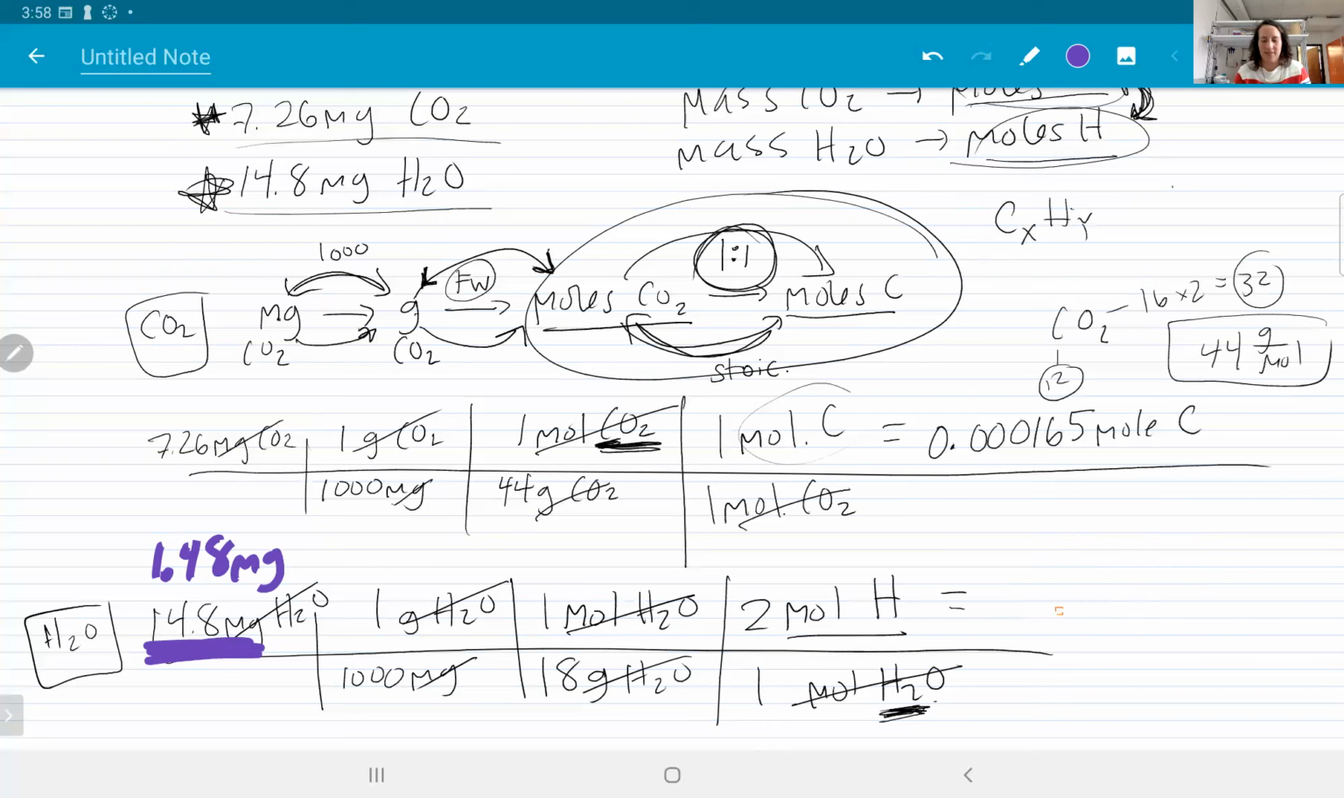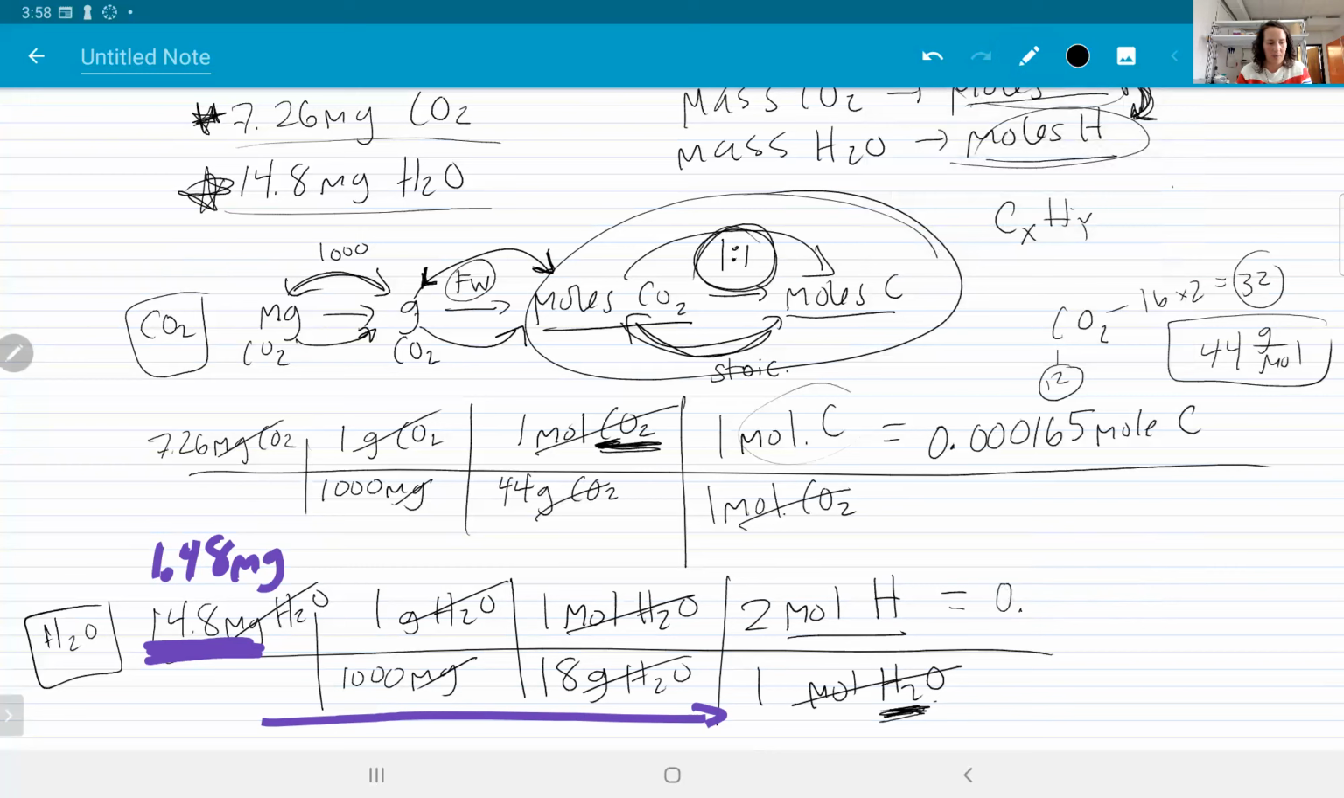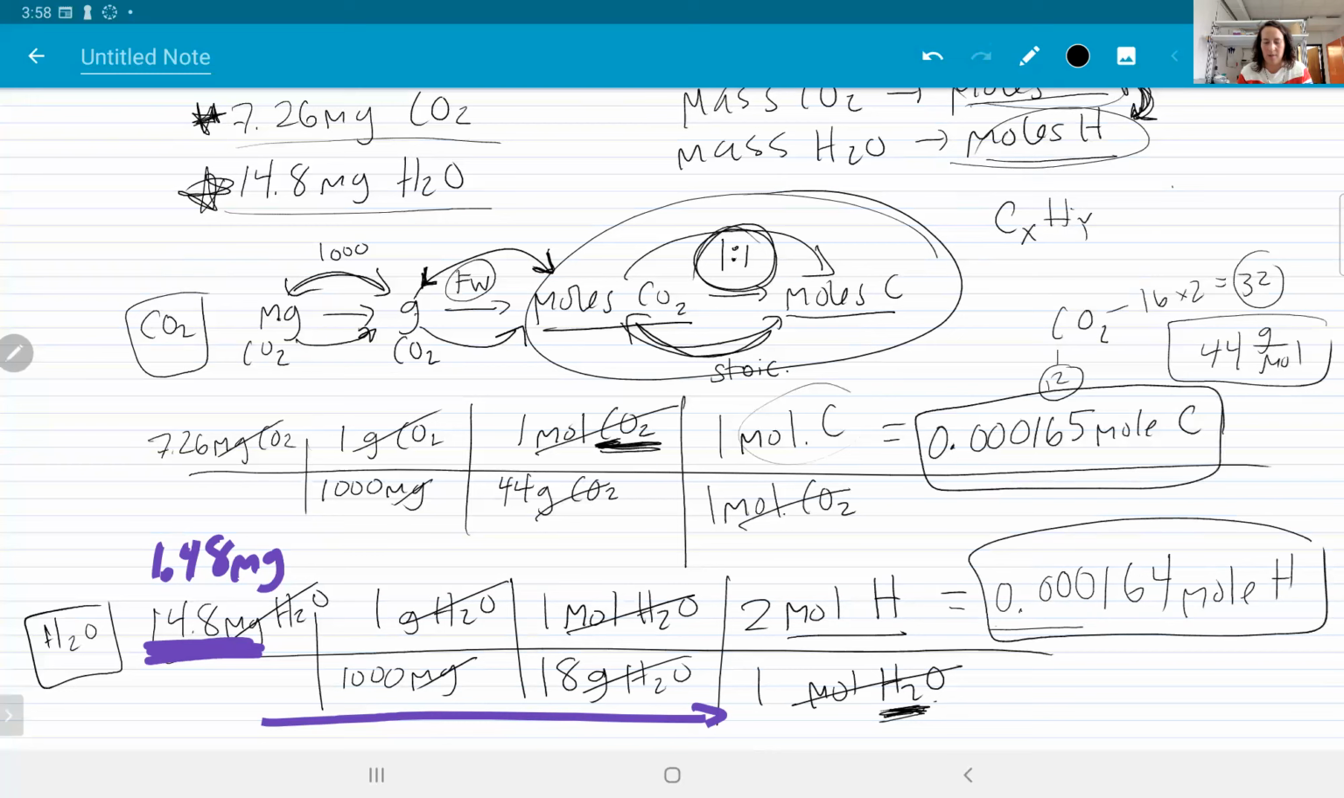Okay, let me erase that final answer. Nothing changes as far as the dimensional analysis is concerned. I just needed to tweak that first number. So 1.48 divided by 1,000 divided by 18 times 2 equals 0.000164, right, moles of hydrogen. Okay, so that many moles of hydrogen and that many moles of carbon. And off the bat, you can tell they're practically the exact same number. 3 zeros, 165, 3 zeros, 164.